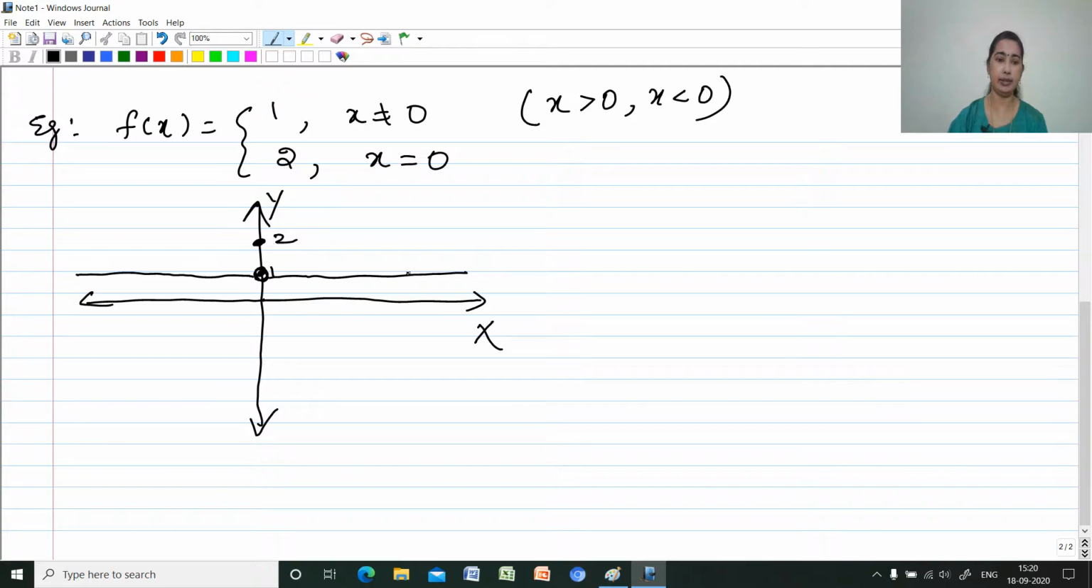So when x is greater than 0, it is mapping to 1, whereas when x is less than 0, it is also mapping to 1, whereas at x equal to 0, it is mapping to 2. So what can you say here? What about the LHL?